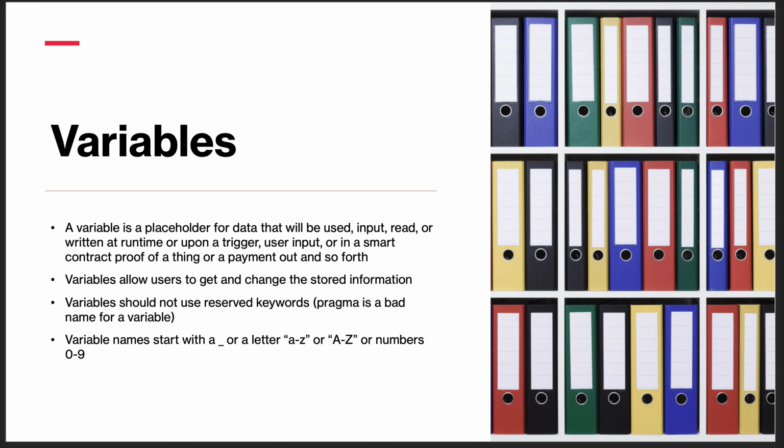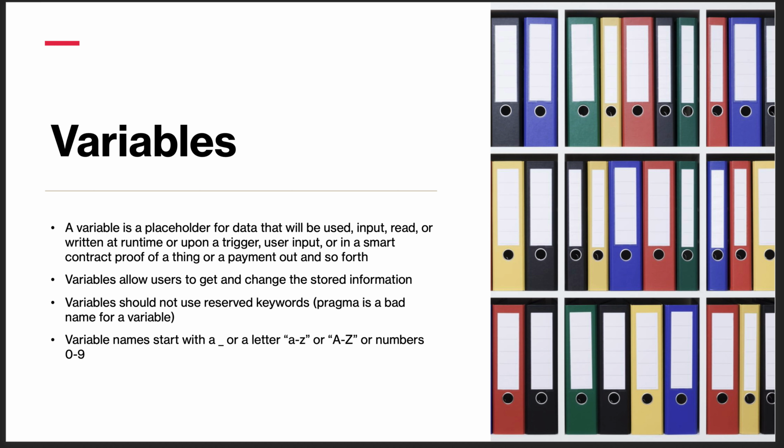Now, variables allow users to get and change the stored information. So if I had a waiting for event to happen and that event was 0, no. And then that event happened, I can change that did event happen to yes or 1, and then make the cash register payout. So we're pretty good to go.